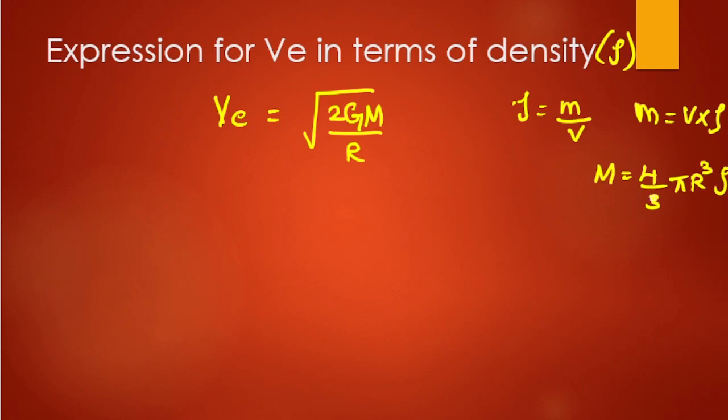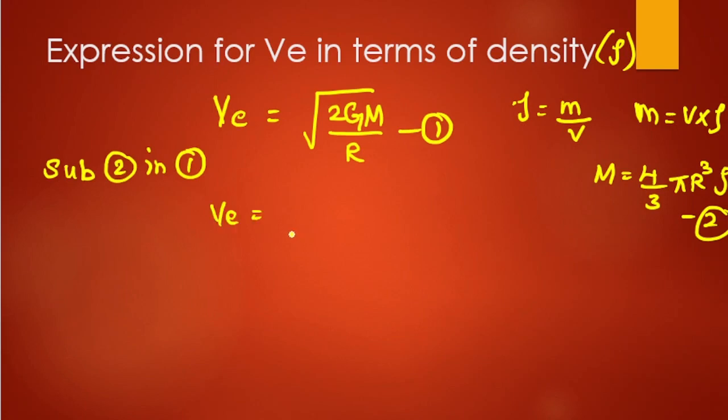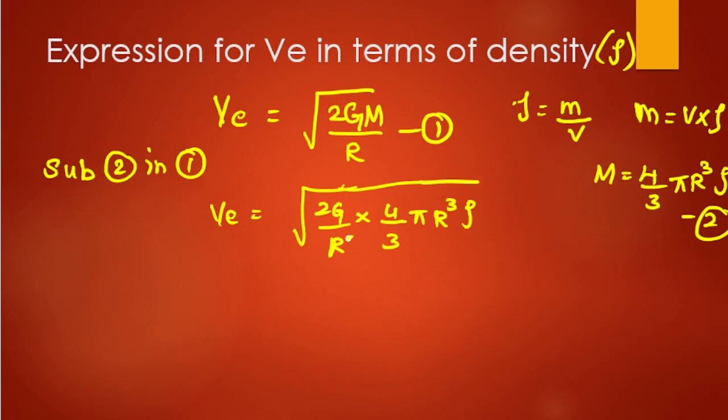Now let the escape velocity formula be equation 1 and this mass be equation 2. I am going to substitute 2 in 1. When I substitute, we get VE is equal to the square root of 2GM by R. In the place of M, I am going to substitute this, so 2G by R will be as it is, into 4 by 3 pi r cube rho. Now this r and this r can be cancelled, and the other things you can't cancel. If you cancel this, here you will be having 2 as your remainder.